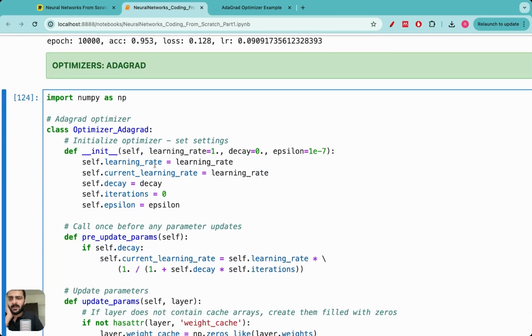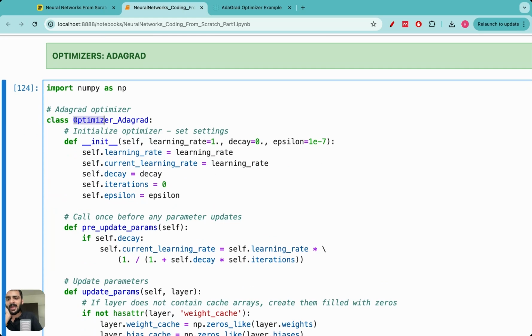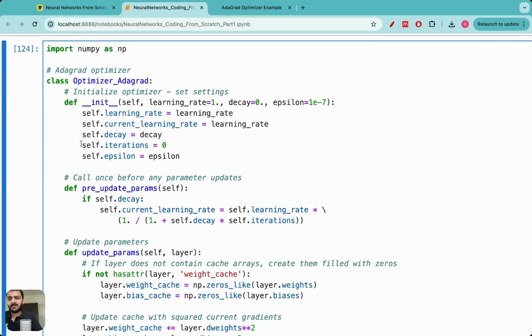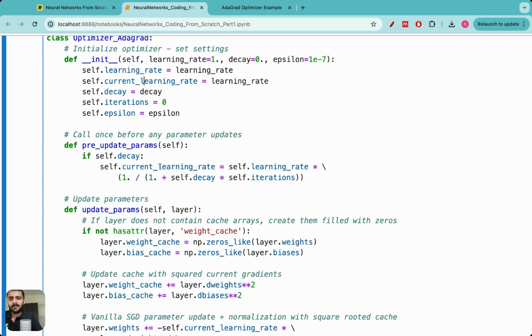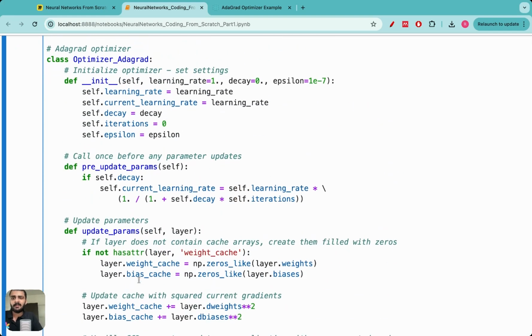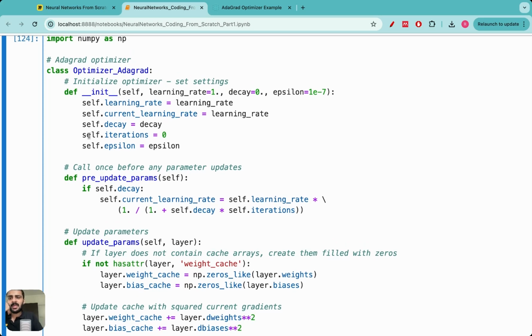Okay, so first we'll define the optimizer ADAGRAD class. In this class, there are different methods such as init, pre-update params, update params, and post-update params. Let me explain each of them. In the init method, this method will be automatically called when an instance of this class is created.